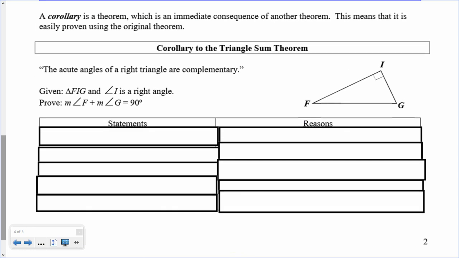Before we get there, we're going to introduce a corollary. We have all sorts of different words now. We have postulate, we have theorem, now we have corollary. Corollary. Alright.